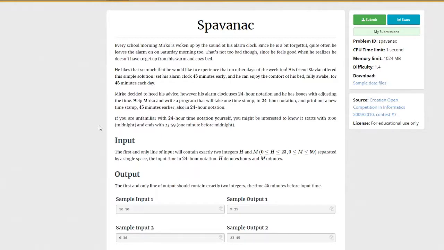Input: the first and only line of input contains exactly two integers, h and m, where h is between 0 and 23 inclusive, and m is between 0 and 59 inclusive, separated by a single space. The input time in 24-hour notation: h is hours, m is minutes.